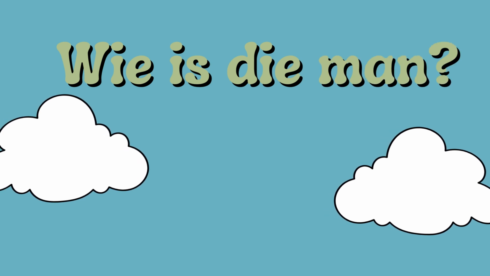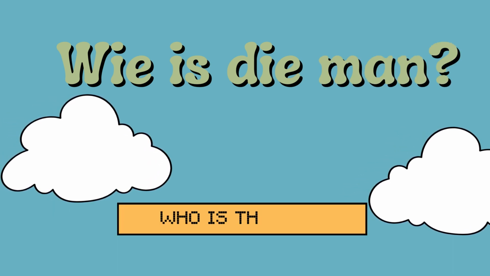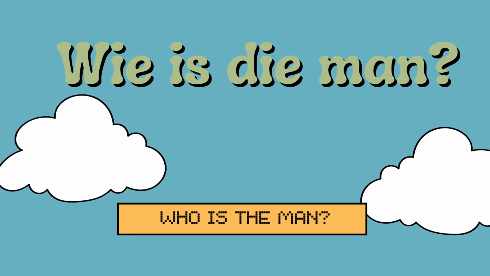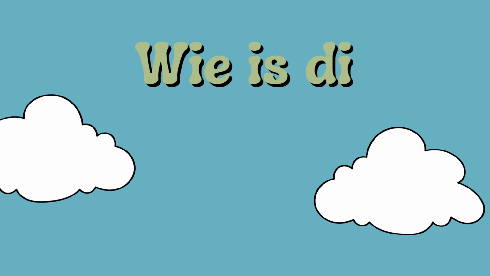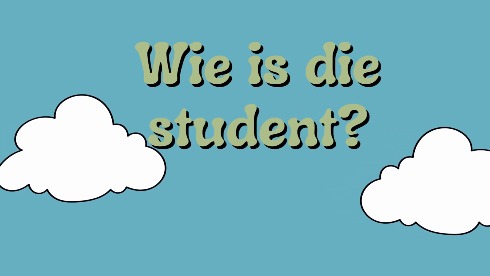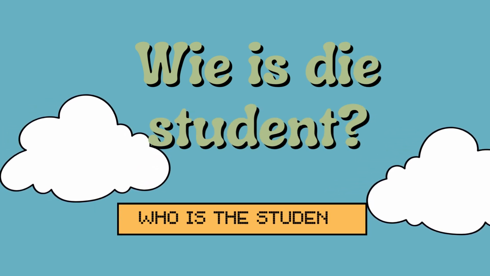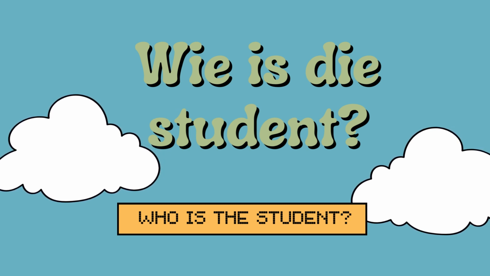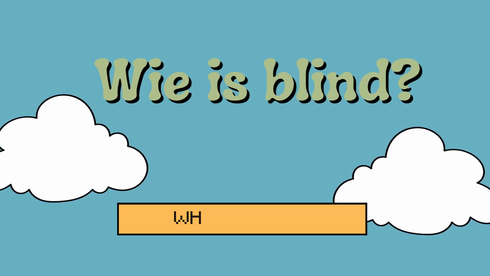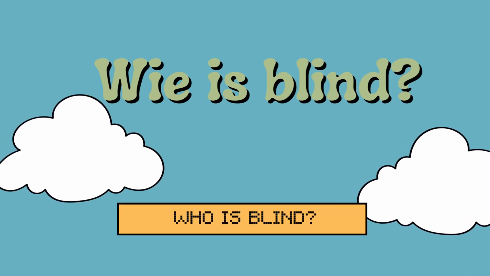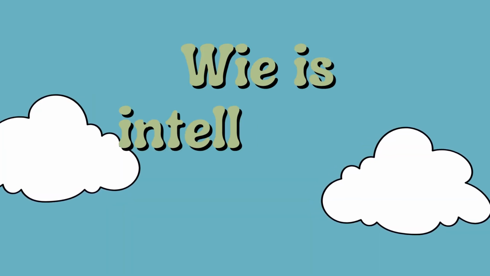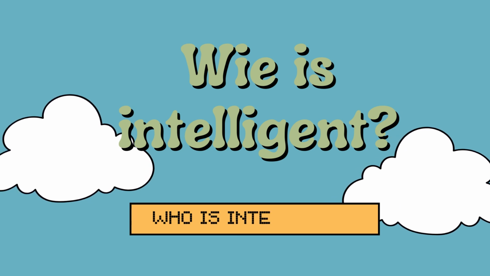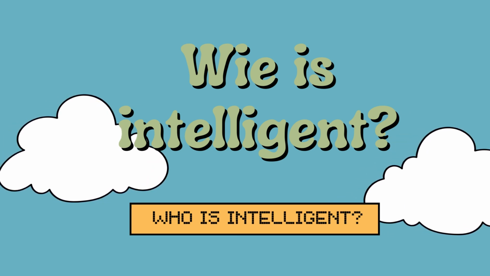Wie is die man? Who is the man? Wie is die student? Who is the student? Wie is blind? Who is blind? Wie is intelligent? Who is intelligent?